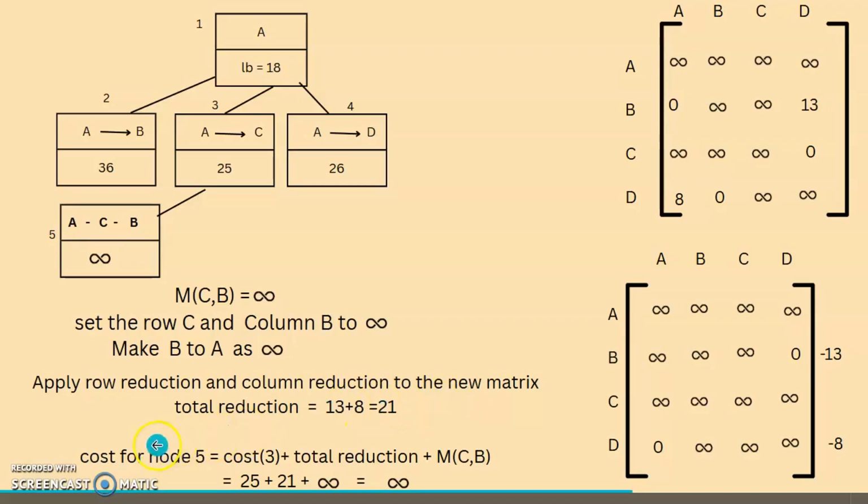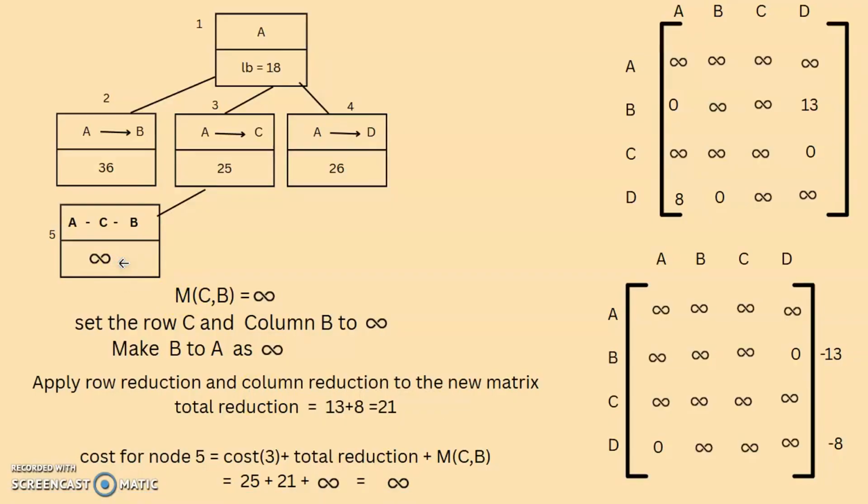Now the cost for this node is cost of 3. So we have to use this value 25 plus the total reduction for this matrix is 21, and the distance value is infinity, and total value will become infinity. So infinity is the value for this option A to C and C to B.